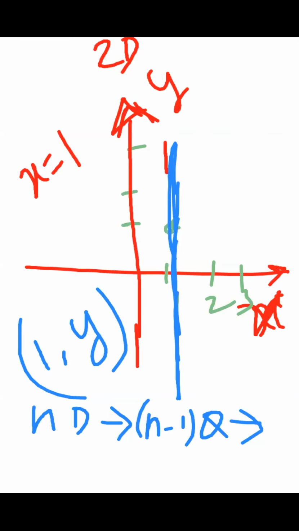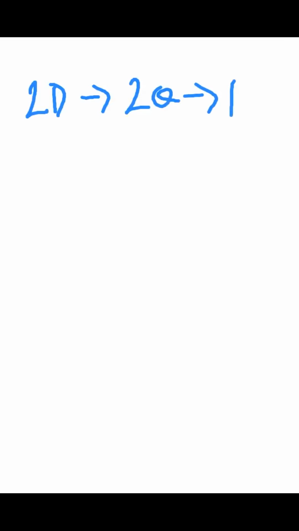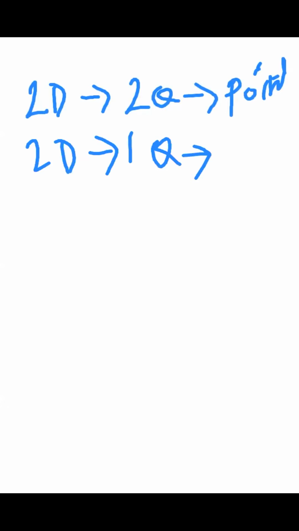Yes, okay. Now I will conclude this. In two-dimensional, if 2 quantities are given, that is a point. In two-dimensional, if one quantity is given, that is a line.